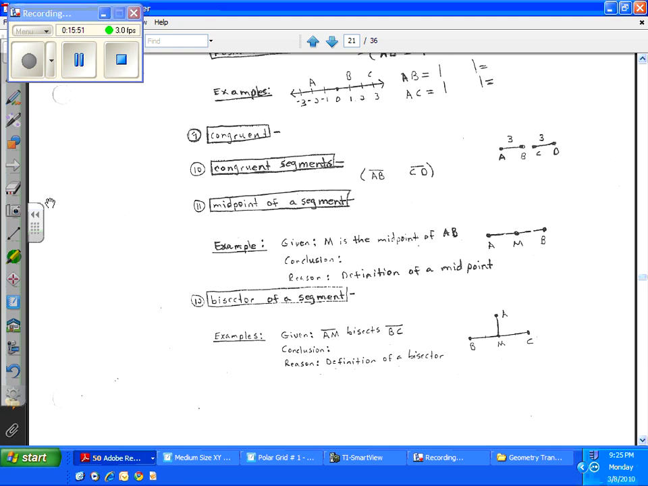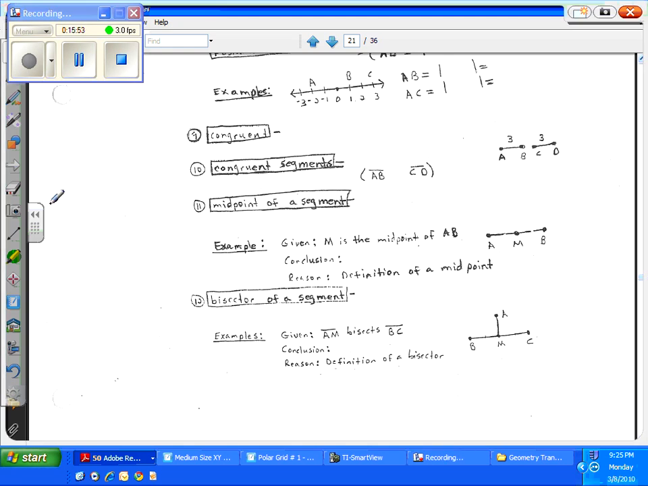Congruent. Now I want to get into some symbols. I want to talk about some symbols that we may need. So we're going to talk about this symbol and this symbol and this symbol, this symbol, this symbol, and this symbol. First of all, I want to talk about this symbol versus this symbol versus this symbol.